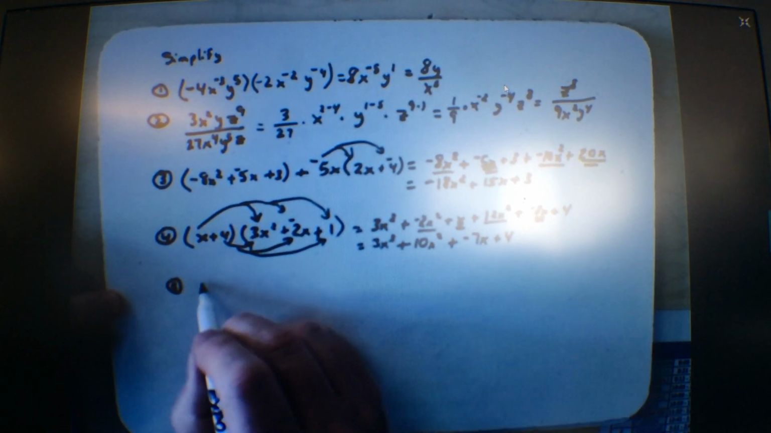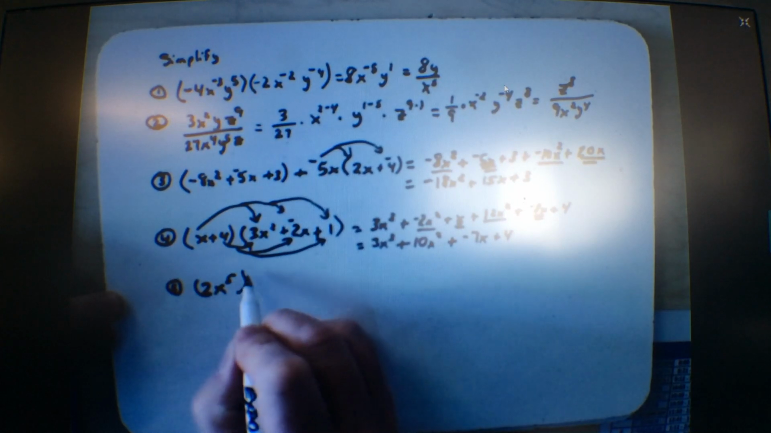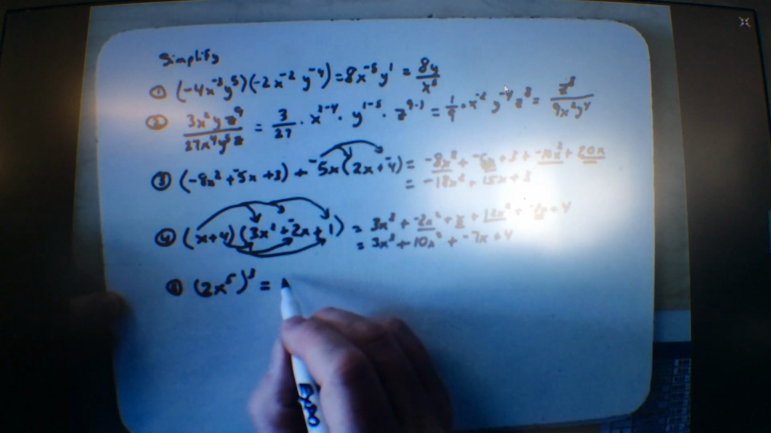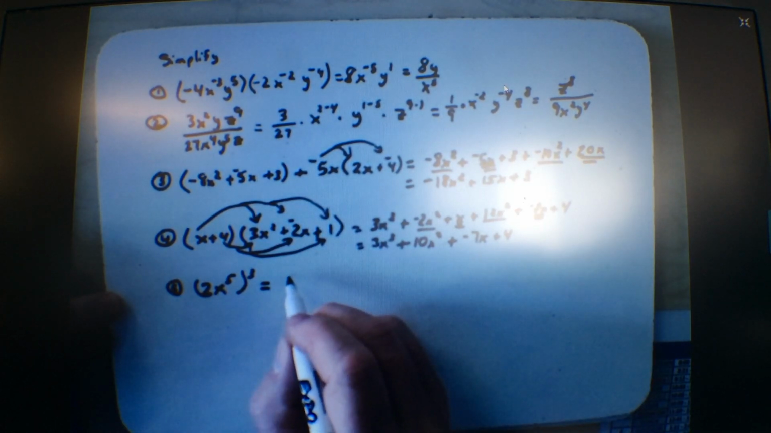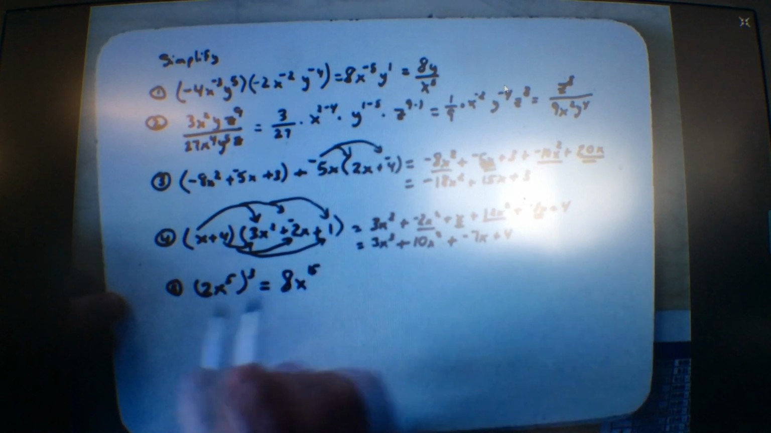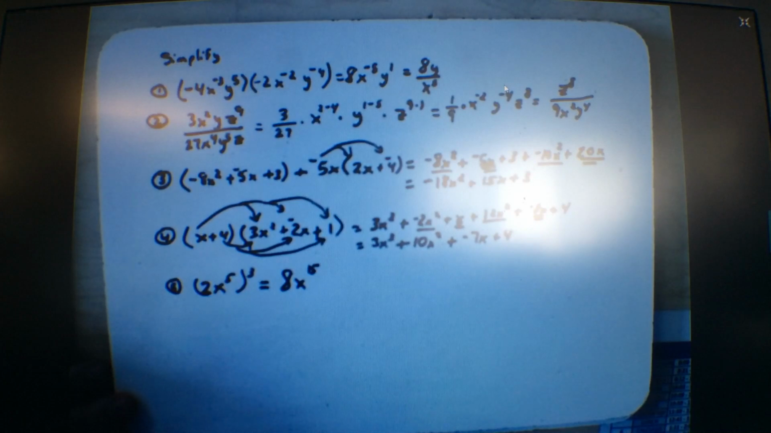What happens if I take 2x to the 5th, cubed? What do I get? 2x. It'd be what? 2x to the 15. No, it would be 8x to the 15. Common error is not to cube the 2. Okay?